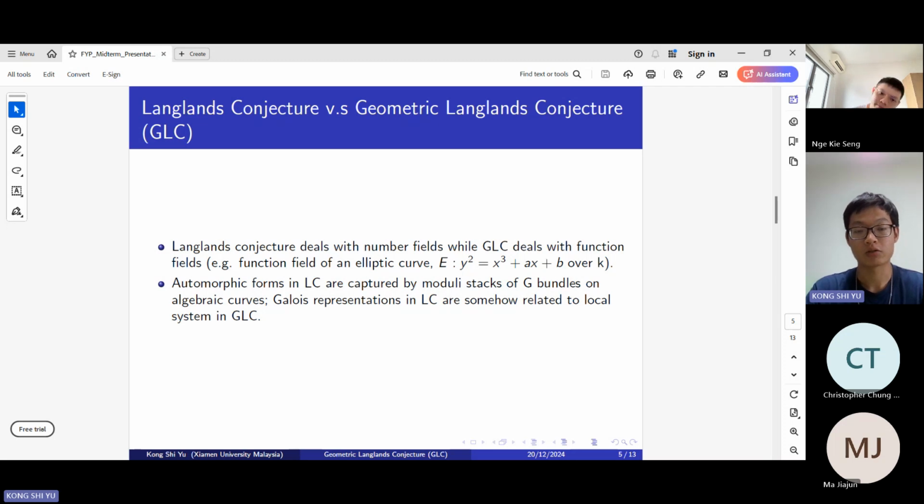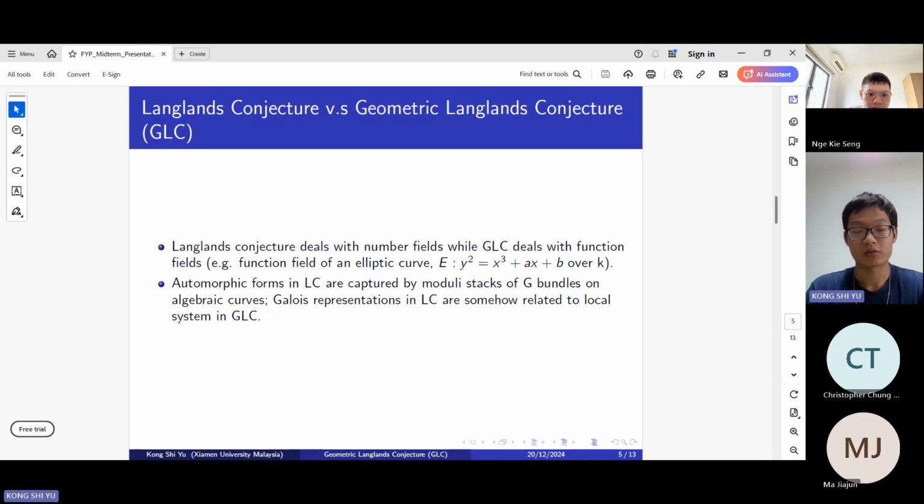So what is the difference between the Langlands conjecture and the geometric Langlands conjecture? Well, the Langlands conjecture mostly deals with number fields, and GLC deals with function fields. A quick example of a function field is the function field of an elliptic curve, where the elliptic curve is defined by the equation y squared equals x cubed plus ax plus b over a field k, and the function field is k(x, y), adding on the variables x and y. This is the function field for this particular curve.